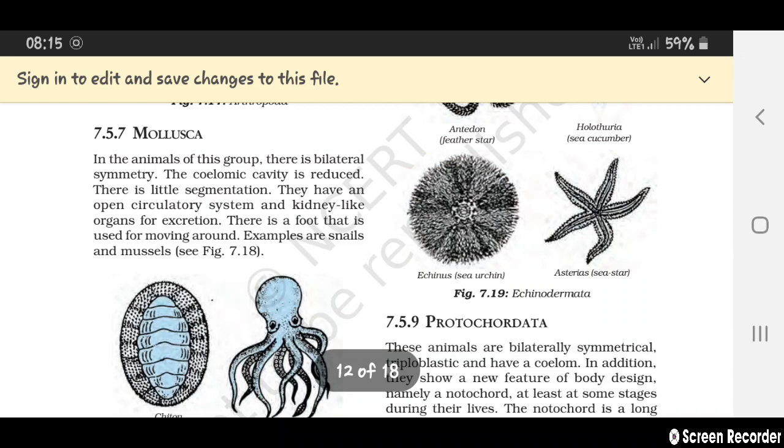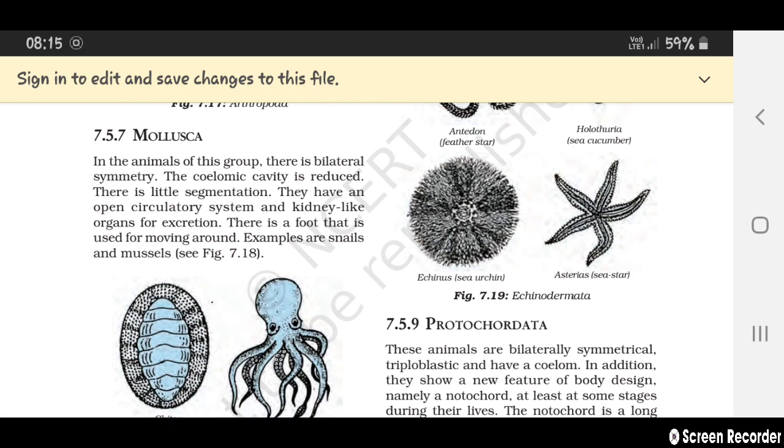Next is Mollusca. In the animals that come under this group, there is bilateral symmetry, and the coelomic cavity is reduced. They have little segmentation. They have an open circulatory system and kidney-like organs for excretion. There is a foot that is used for moving around.